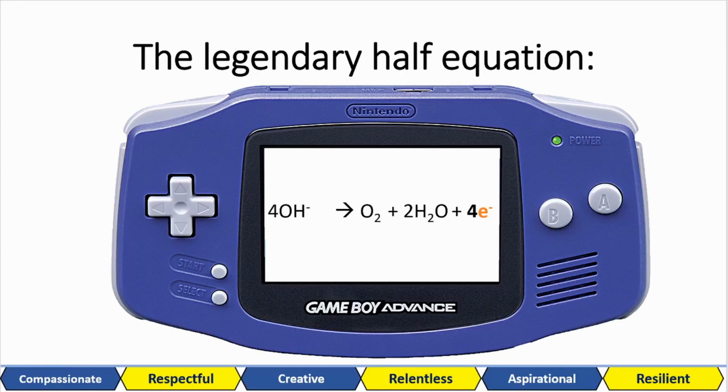Very good. This is by far the hardest half equation that you will ever get in your GCSE. But again, since it's an anion on the left hand side, we need our electrons on the right hand side. And since we have 4 lots of negative charges on the left, we need 4 electrons on the right.